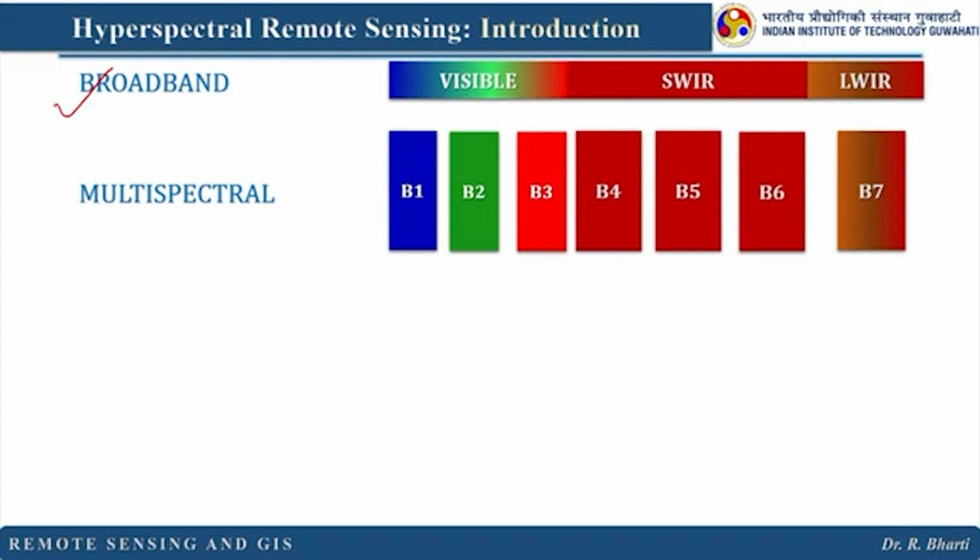In the second case, we have discussed multispectral data. Here, in a given wavelength range you can have 4, 5 or 6 different wavelength bands, and in between, it is allowed to have some gaps, right. So, these gaps are there.